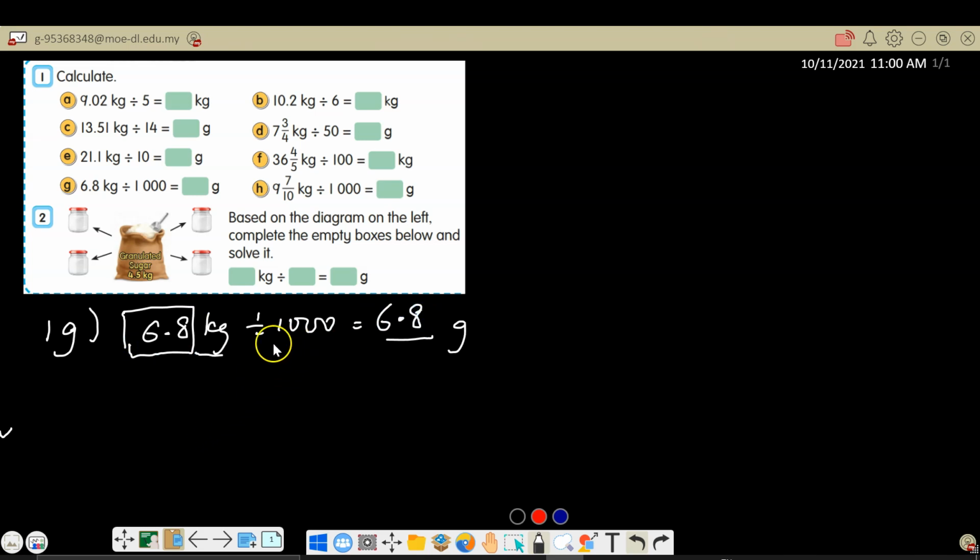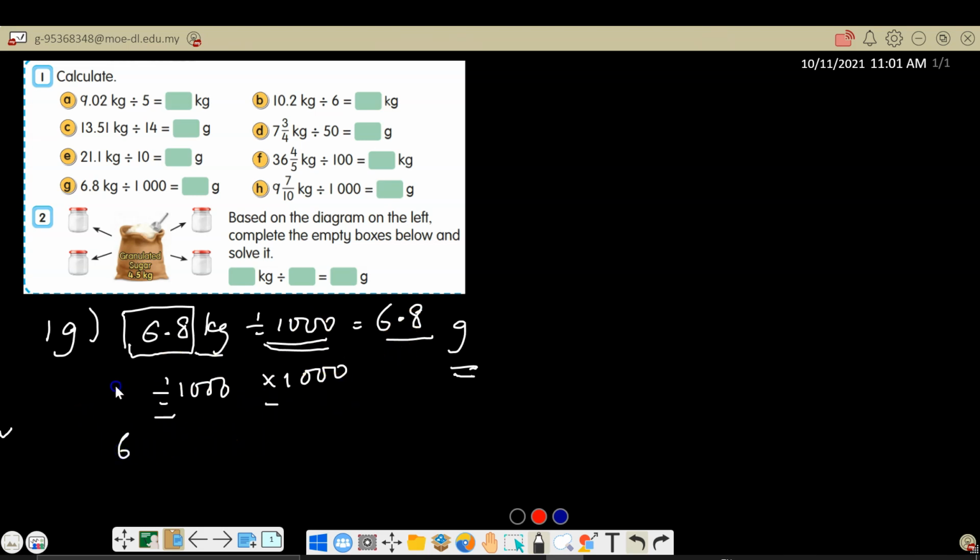Now why do I copy? Because you divide 1000 and then you times 1000. Kilo to gram is times 1000. So you divide 1000 and then you times 1000. It cancels out each other. Remember, divide and times, they are opposite force. So you divide 1000, you times 1000, you get back the same number. That's why I just copied.